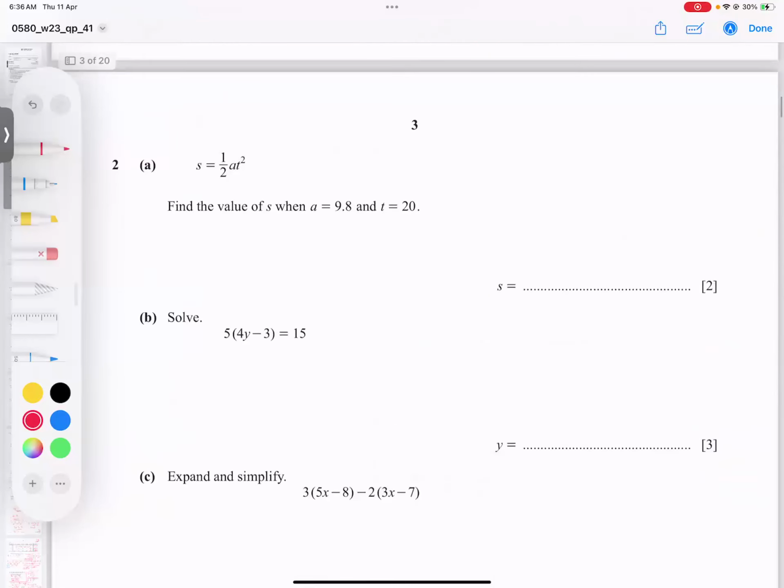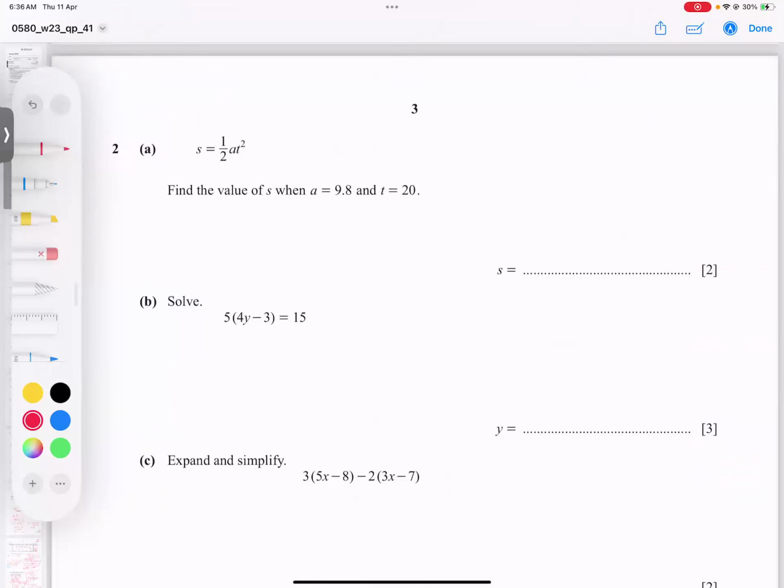Question number two. Find S when A is this and T is 20. Okay, and I will simply plug in. So half times A value, and I'd strongly advise you to use brackets. And power 2 comes on the top. So this is A, so A is 9.8 in the first bracket. 20 comes in the second bracket.